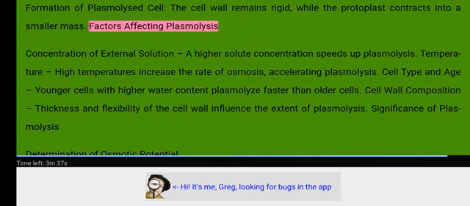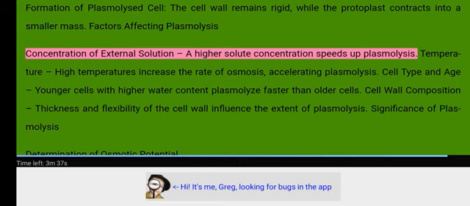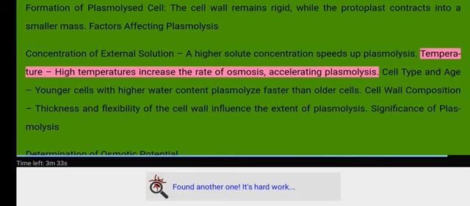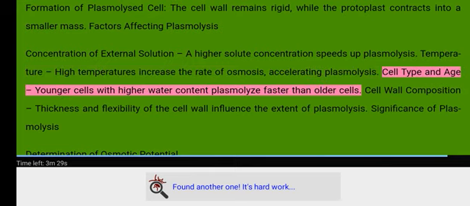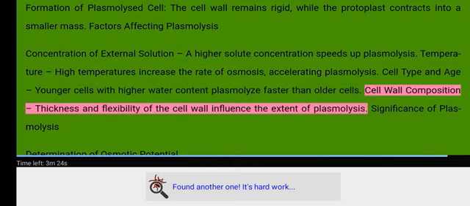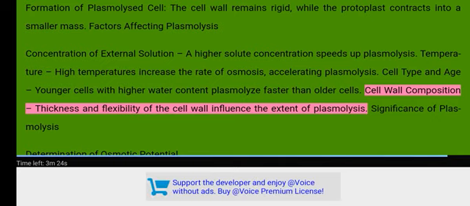Factors affecting plasmolysis. Concentration of external solution: a higher solute concentration speeds up plasmolysis. Temperature: high temperatures increase the rate of osmosis, accelerating plasmolysis. Cell type and age: younger cells with higher water content plasmolyze faster than older cells. Cell wall composition: thickness and flexibility of the cell wall influence the extent of plasmolysis.